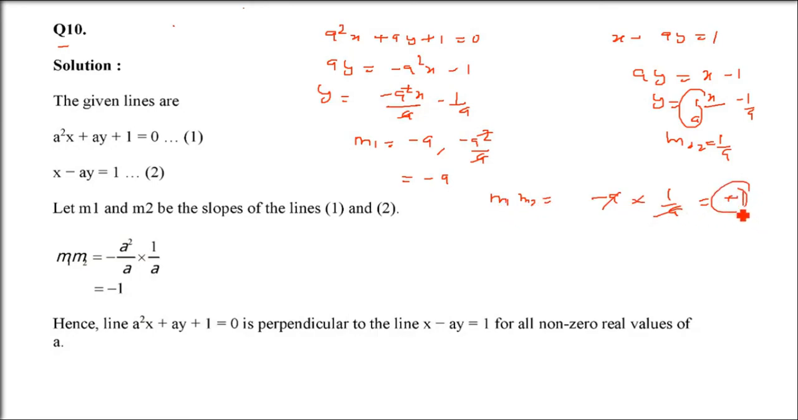So these two lines are perpendicular to each other. And for all non-zero real values of a, if you see, a is cancelling here. It's already cancelling here. It's actually not depending on it. You can say like that. So it will always be minus 1, perpendicular.